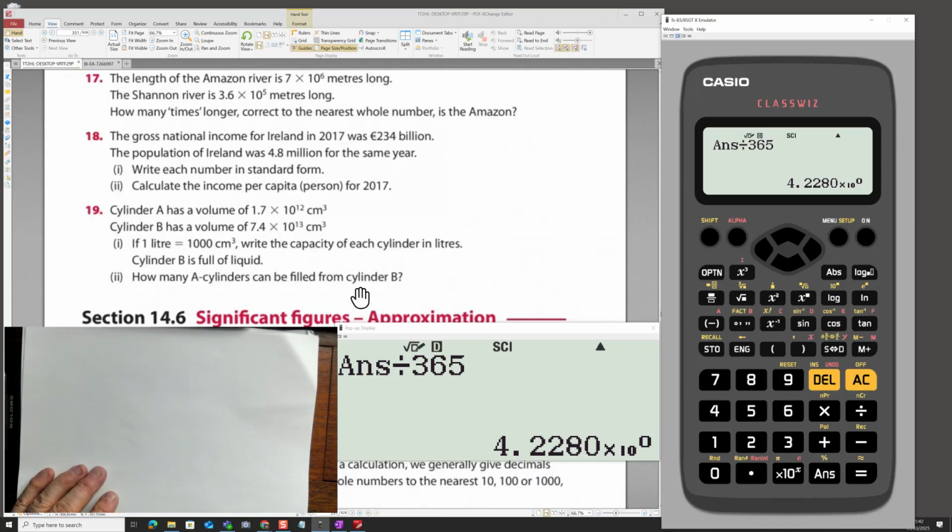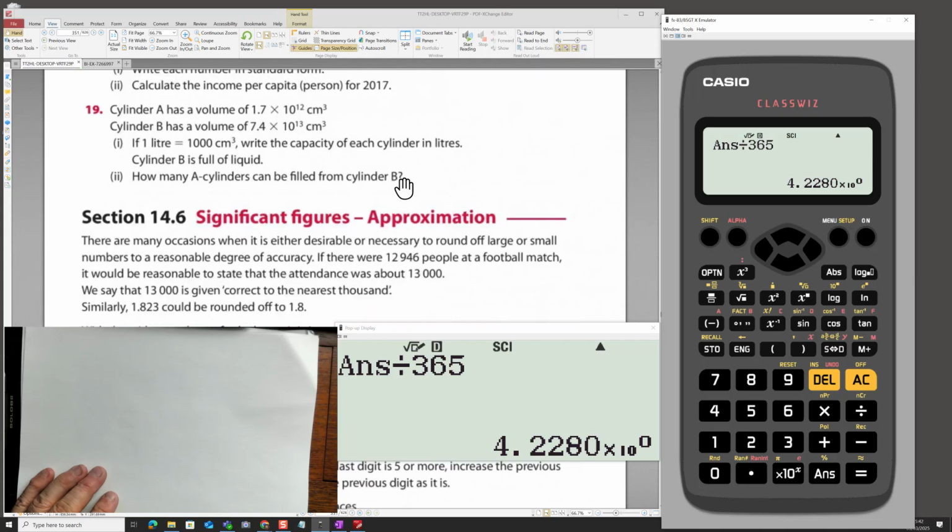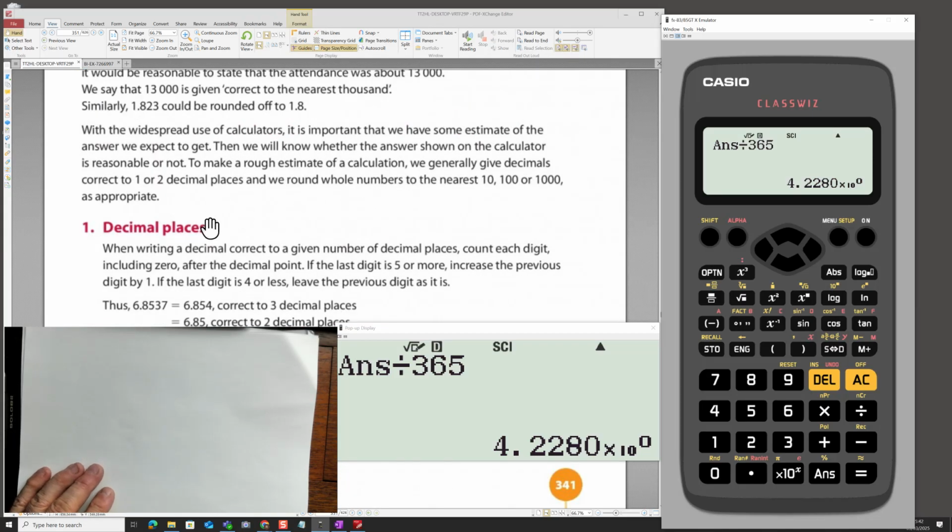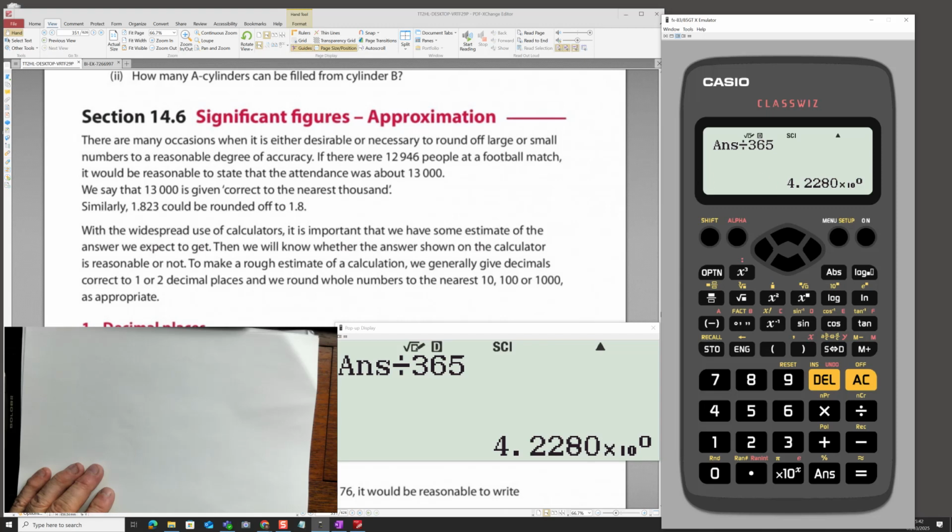So the rest of them are very doable. They're just word problems. We really need to move on. So I'll move on to section 14.6. As always, students, I will see you in the next one.